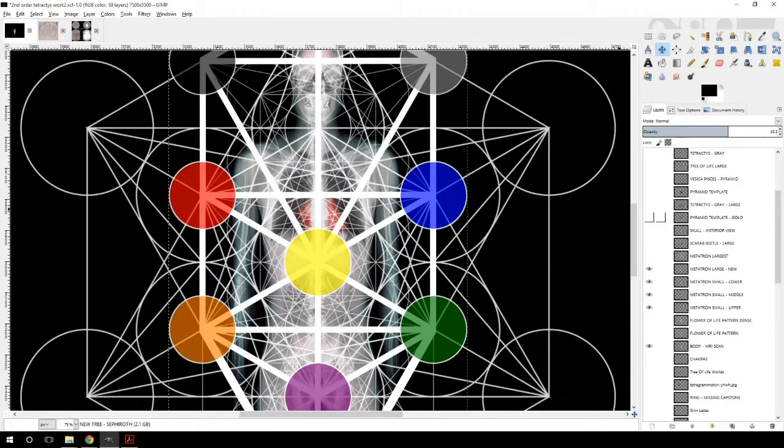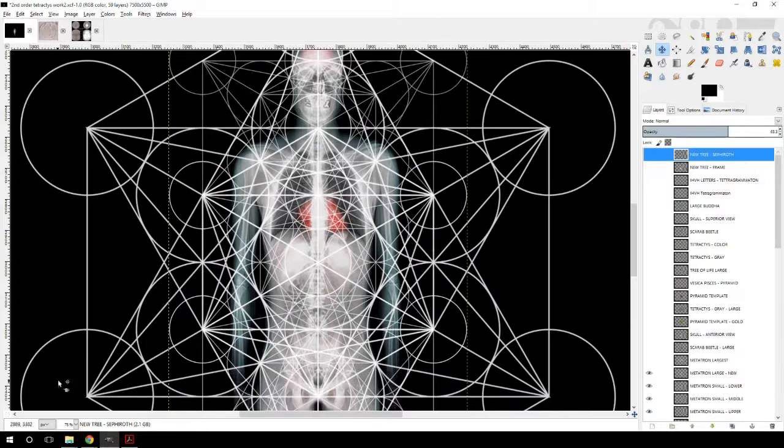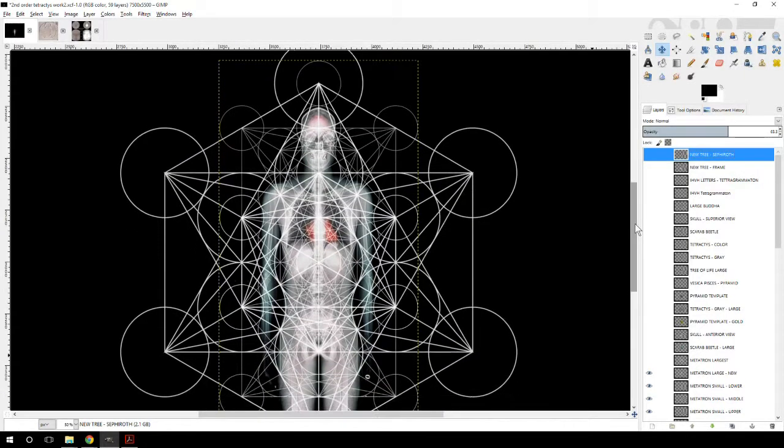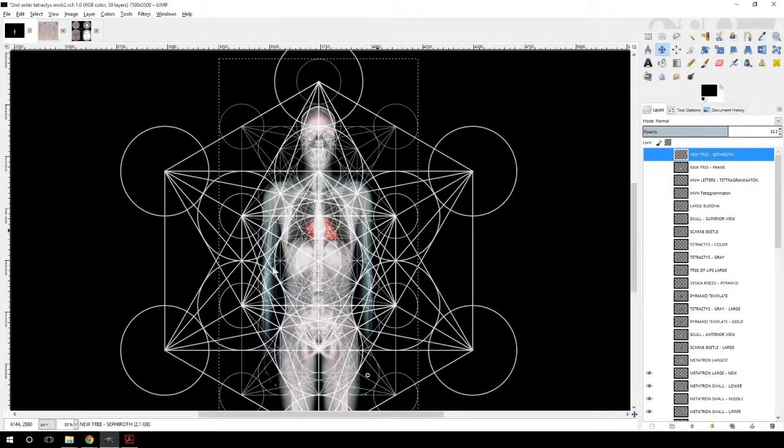And then you can see the center area. We'll just take off the tree, for example, and how his body fits in there. Fits into the geometry just perfectly. And so this is the type of information that you can get with precision geometry.